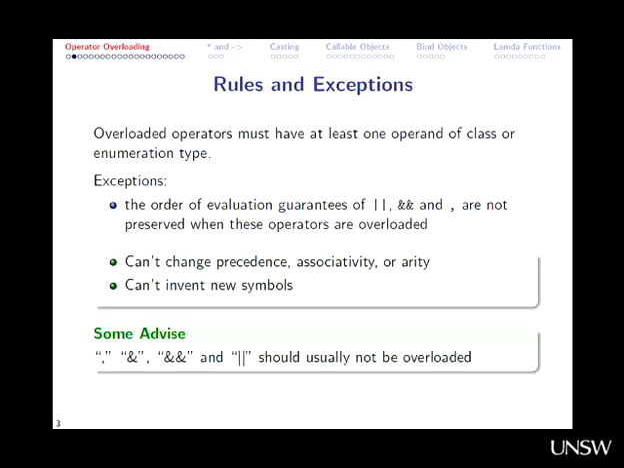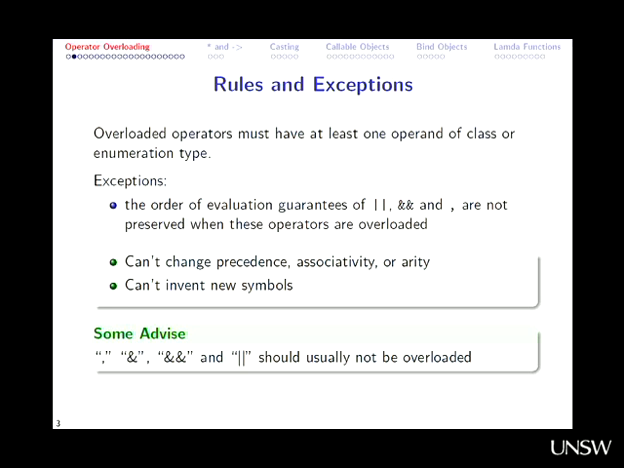Operator overloading is just a function within your class. The requirement is that it must have one operand of your class type. What that means is your overloaded operator must do something on the class, or be involved with the class you're overloading on. There are some exceptions, though. The order of evaluation for double ampersand, double pipe, and comma is not preserved when these operators are overloaded. You can overload double and, you can overload double or, you can overload comma.